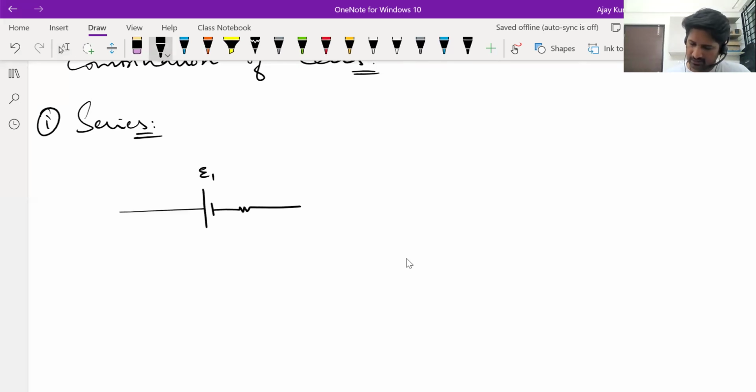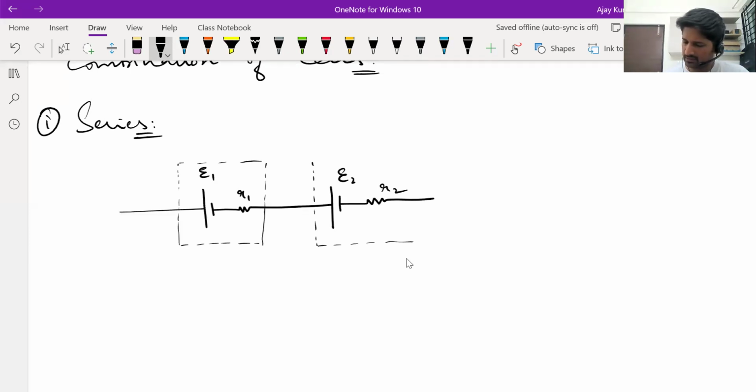Let's say there's one cell like this, EMF E1, internal resistance R1, in series with another cell, EMF E2, internal resistance R2. You can take any number of cells like this. If there are no junctions in between, then you can call it a series connection.